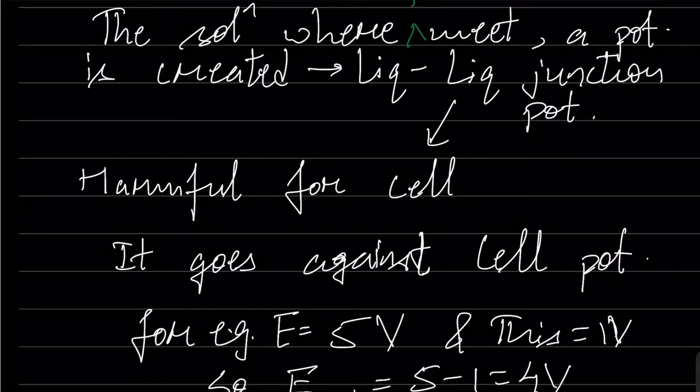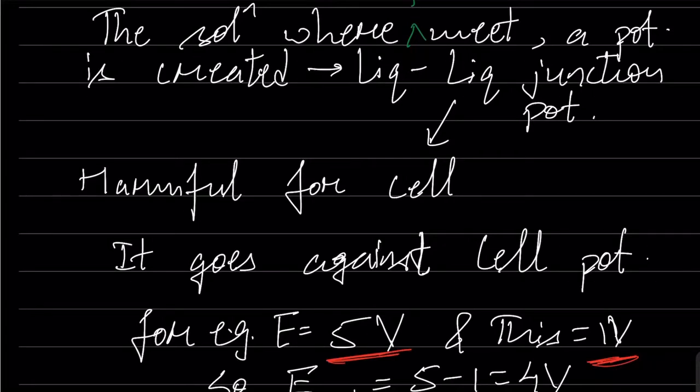Reverse potential generated prohibits the voltmeter from its full reading. How? Let us see. For example, in the ideal case we used the salt bridge, and the reading of the voltmeter was 5 volt. Now we are not using the salt bridge, we are using a glass tube, and the liquid junction potential is 1 volt. Now it is a reverse voltage, so the net voltage measured by the voltmeter will be 5 minus 1, 4 volt. So this is not good.